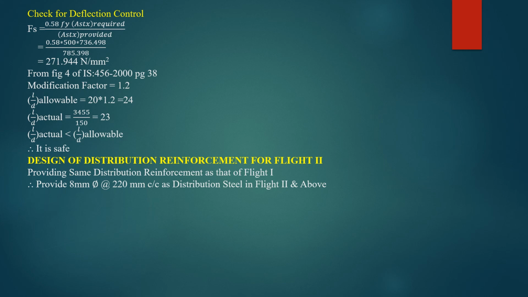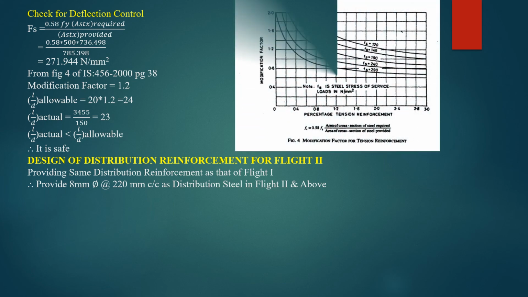Let us refer to Figure 4 of IS 456 2000, page 38. This is the figure, and from this figure we calculate the modification factor by taking the pt percentage and the fs value. We got the modification factor as 1.2. We calculate the L by d allowable as 20 into 1.2 modification factor, equal to 24. L by d actual, effective length divided by the depth d, we got 23. As we saw, L by d actual is less than L by d allowable. So therefore we can say that our flight is safe in deflection.